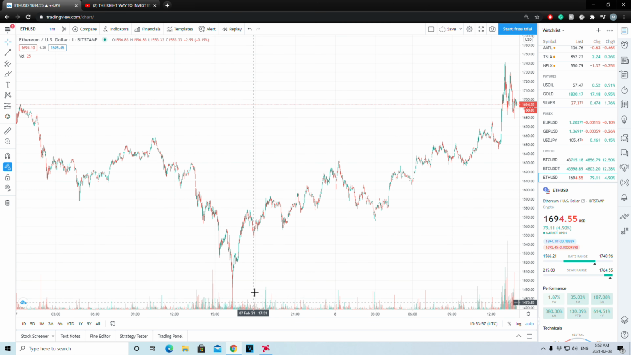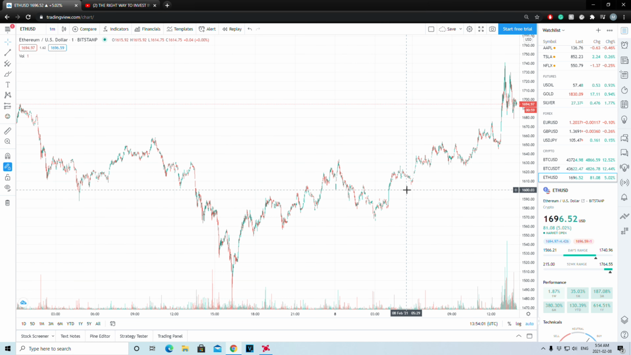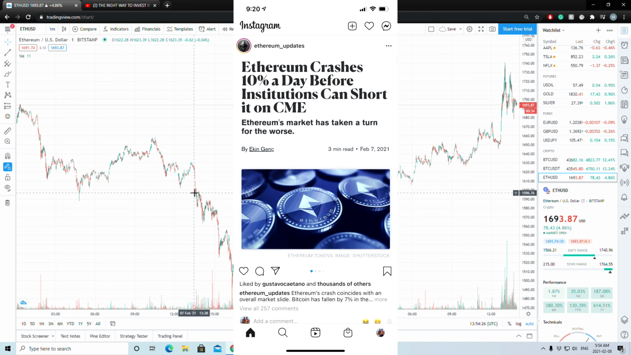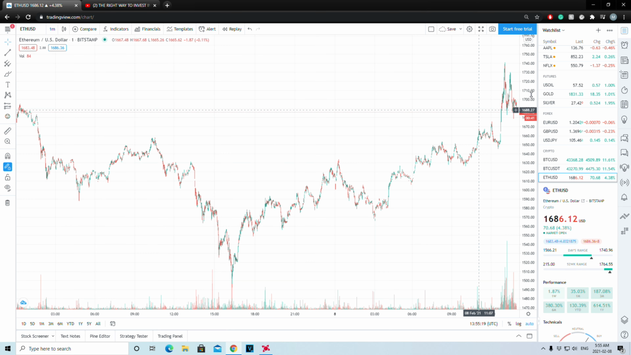How I knew that this was going to happen is because of social media. What's happening in the world? If there is some sort of event that happens. So right here, if you guys see up on the page, it says right up here, Ethereum crashes 10% a day before institutions can short it on CME. Now, that being said, that was happening.